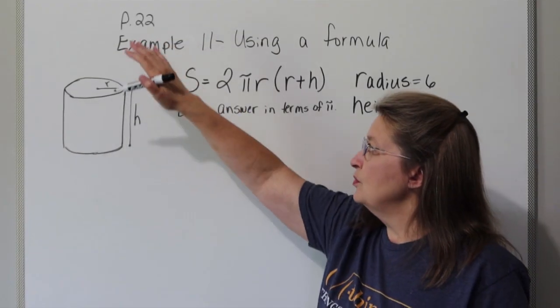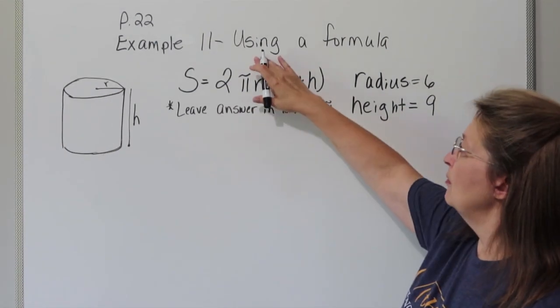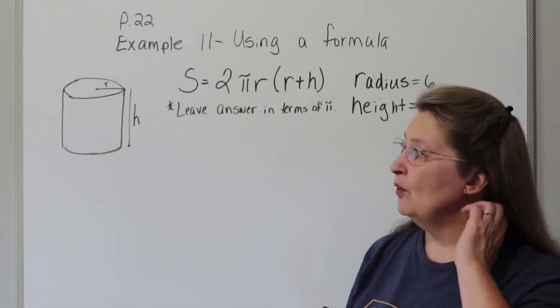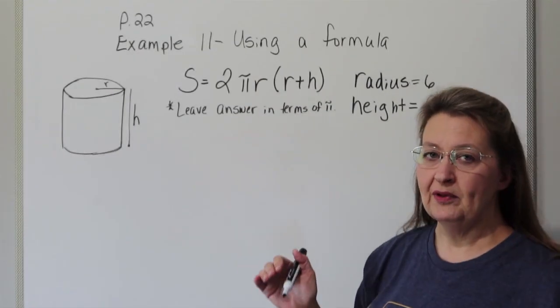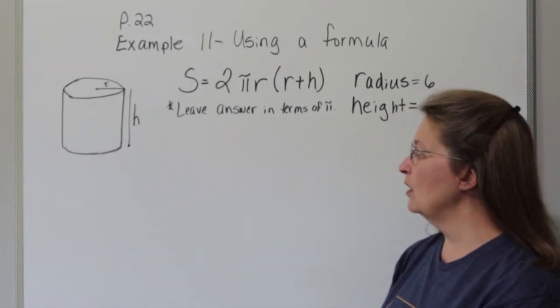Now let's turn to page 22. I'm going to work through example 11. And this is a problem using a formula. The hardest part about using a formula is knowing what the letters in the formula stand for. And sometimes they're easy to figure out, sometimes it's a little more complicated.